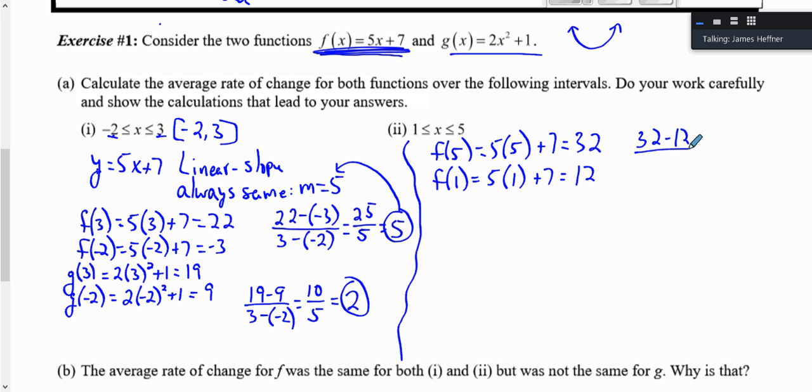over what minus what? 5 minus 1. 5 minus 1, right? That's 20 over 4, which is, hey, it's the same, isn't it? It's like it doesn't matter what interval we're on. For that linear equation, that rate of change is always the same. Now let's do the quadratic, g of x.